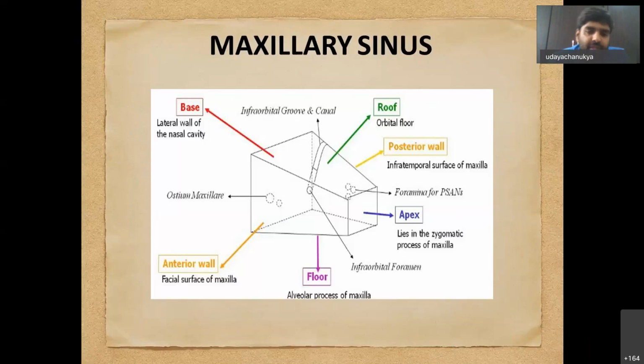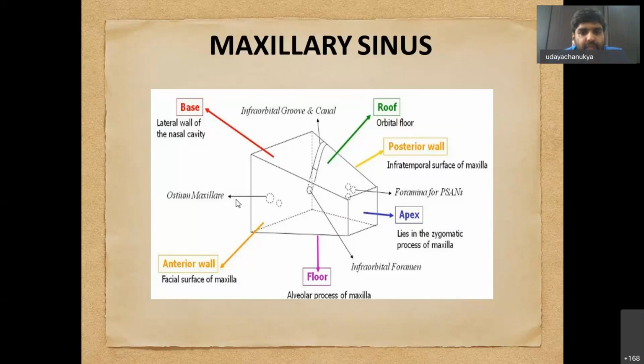This is an important picture. How is the maxillary sinus located? The maxillary sinus is a pyramidal shaped sinus, with its base towards the lateral wall of the nose. See, this is the lateral wall of the nose, and this is where the maxillary sinus is located. So this lateral wall forms the base of the pyramid. Obviously, it will have the maxillary ostium in the base of the pyramid.